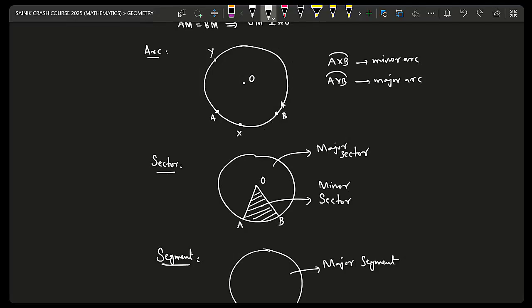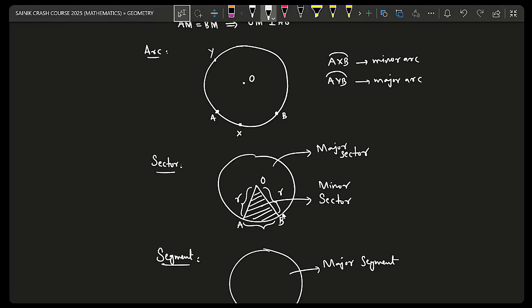Sir, what is meant by sector? Sector means it is bounded by two radii. So you can see this is a radius, this is a radius, and this is the arc. Whenever a simple closed figure is bounded by two radii and the included arc, it is called a sector. Okay.